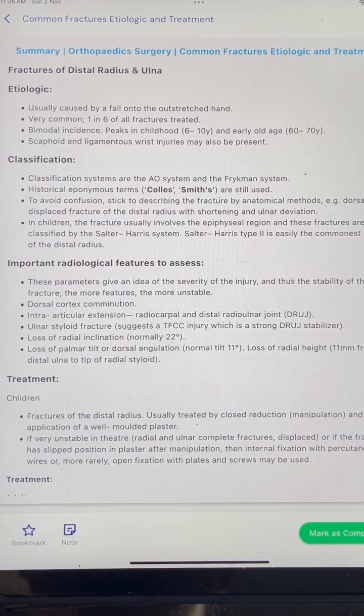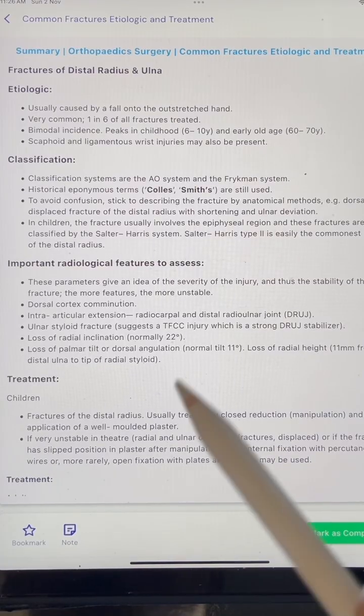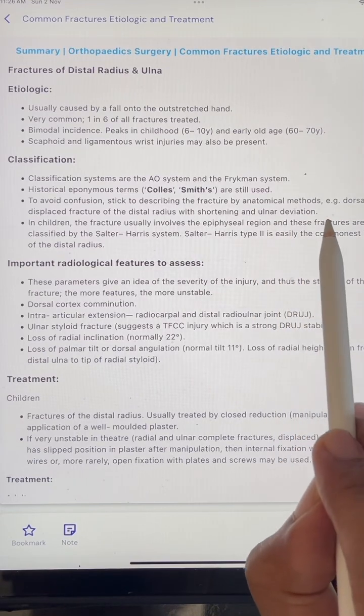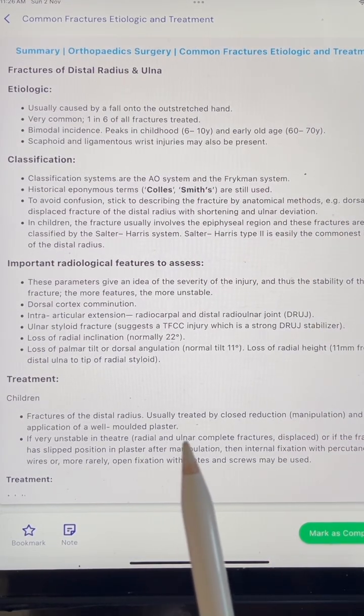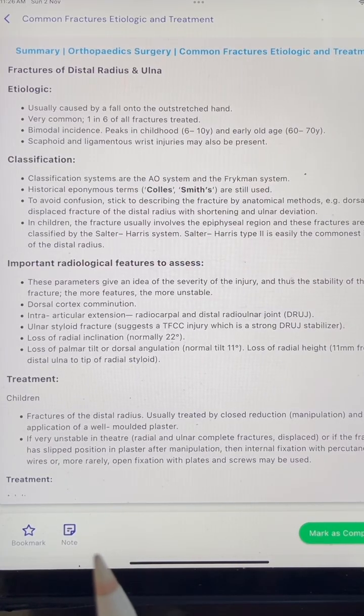Classification systems are based on the AO system and the Frykman system. Eponyms named Colles and Smith are still used. To avoid confusion, stick to describing the fracture by anatomical method. For example, dorsally displaced fracture of the radius with shortening and ulnar deviation. So what is there? Dorsal displacement.